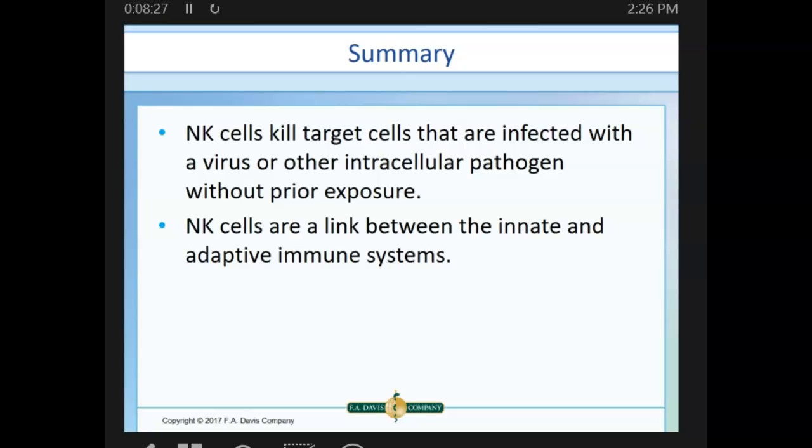And natural killer cells are a link between the innate and adaptive immune systems. And the adaptive immune system is up next.